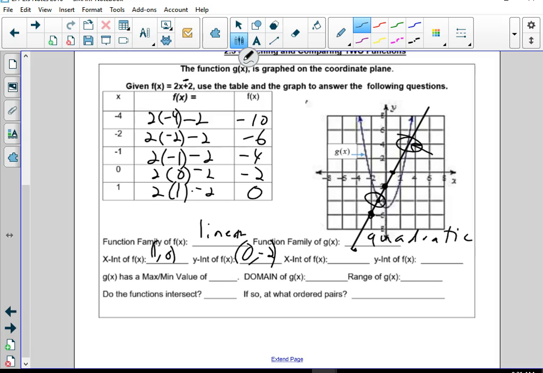Now f of x has 2 x-intercepts, here and here. So it's negative 2, 0, and 2, 0. There's two of them, right here and right there. And the y-intercept is down here at negative 5.